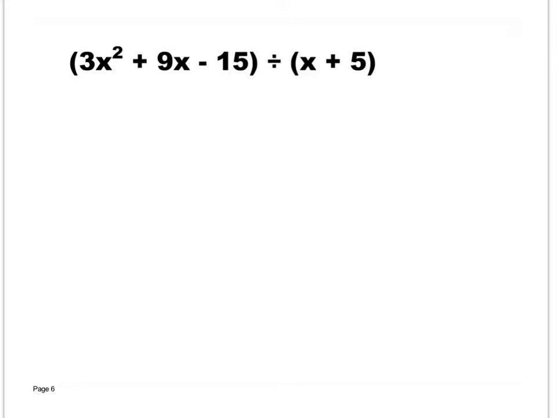3x squared plus 9x minus 15. You have to divide it by x plus 5. It doesn't factor. So I have to do long division.